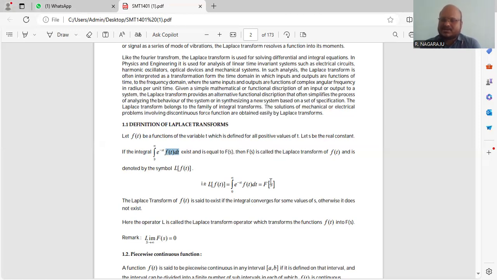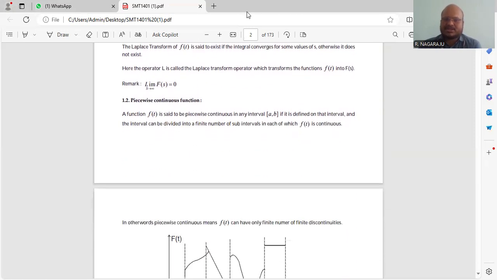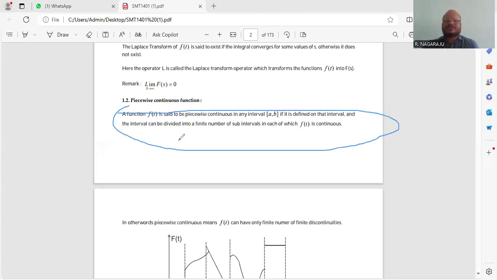To apply the Laplace transformation definition, we have some conditions. The first condition is piecewise continuous. The definition: a function f of t is said to be piecewise continuous in any closed interval a comma b if it is defined on the interval and the interval can be divided into a finite number of subintervals in each of which the function is continuous.